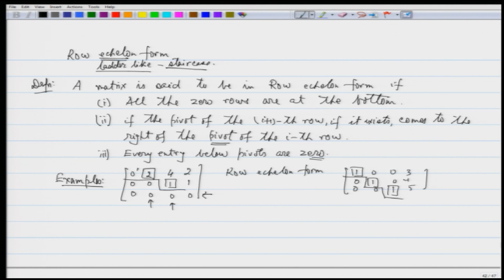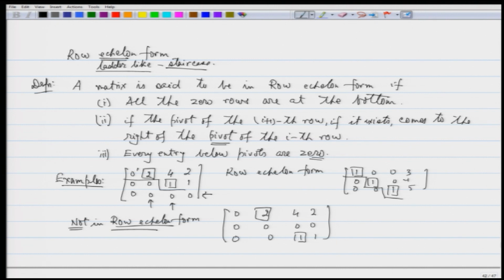Now, an example when it is not in row echelon form. So, let us take an example. Previous example is 0, 2, 4, 2, 0, 0, 0, 0, 0, 0, 1, 1. So, these are the pivots I can see here, these are the non-zero rows, all right.